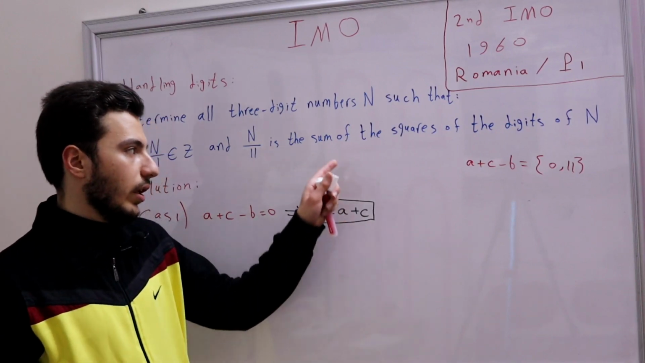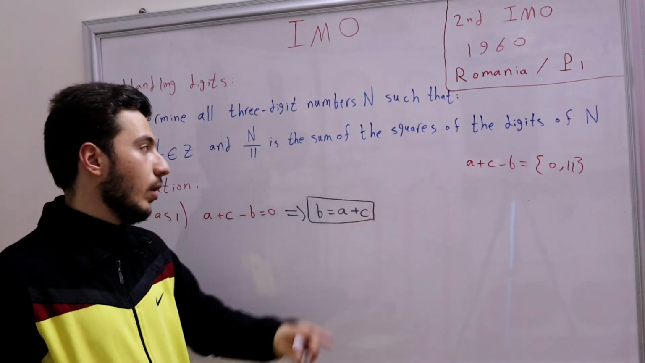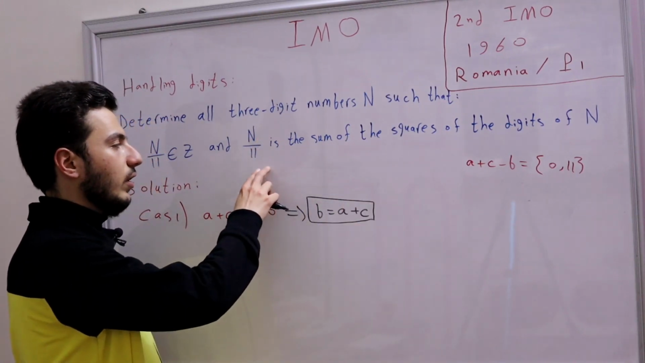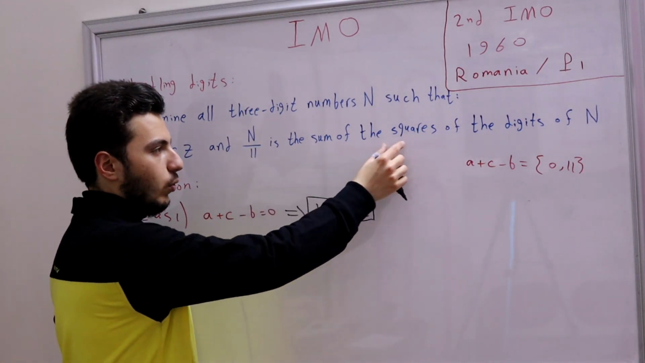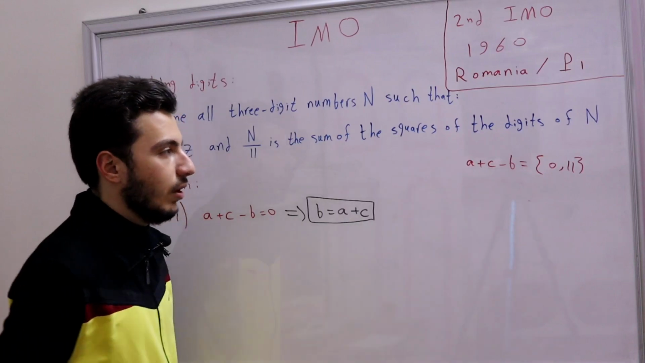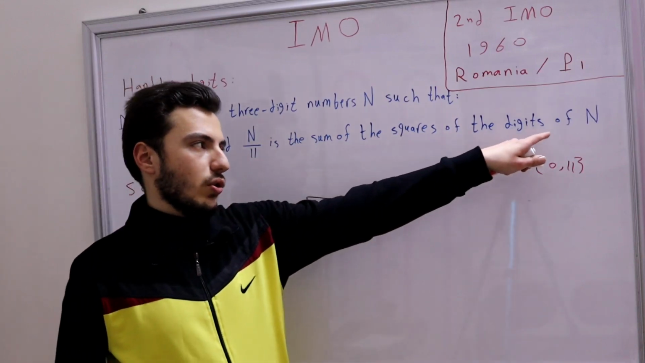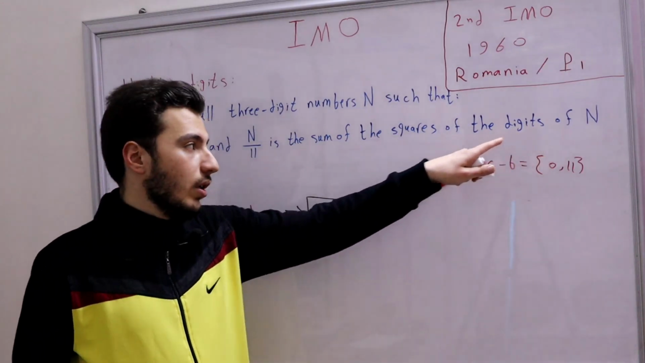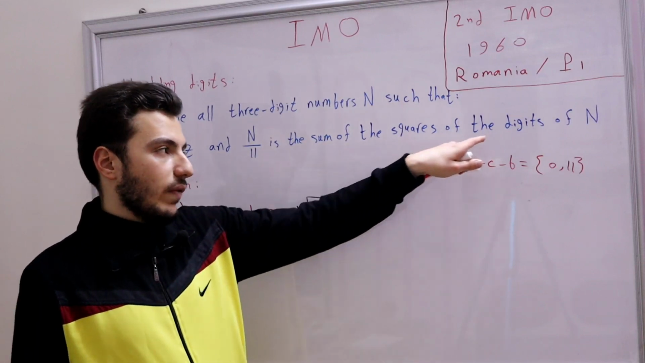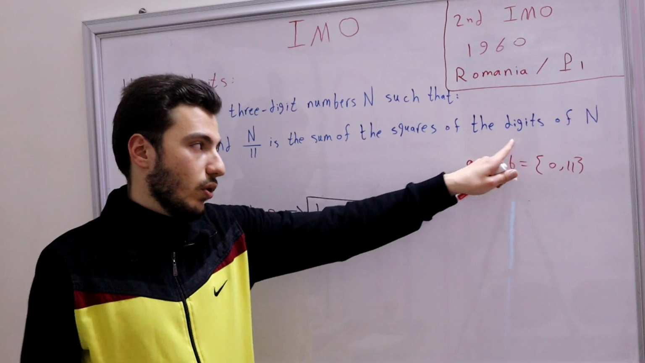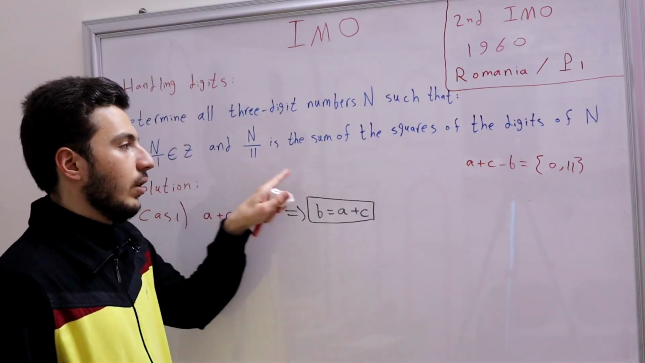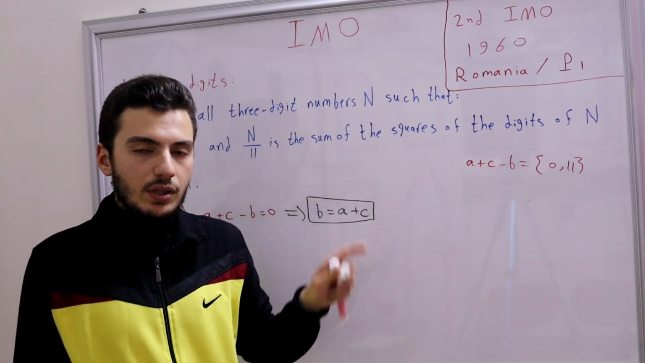Now let's actually take a look at the rest of the statement. Because remember, n divided by 11 is the sum of the squares of the digits of n. So first of all, what are the digits of n? They are A, B, and C. The sum of the squares of these digits means A squared plus B squared plus C squared. So that means that n over 11 is just A squared plus B squared plus C squared.